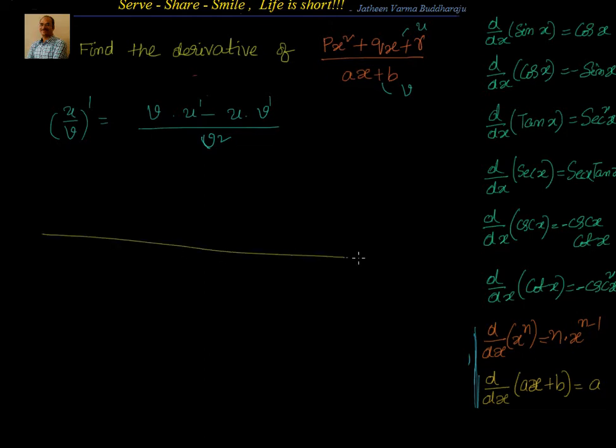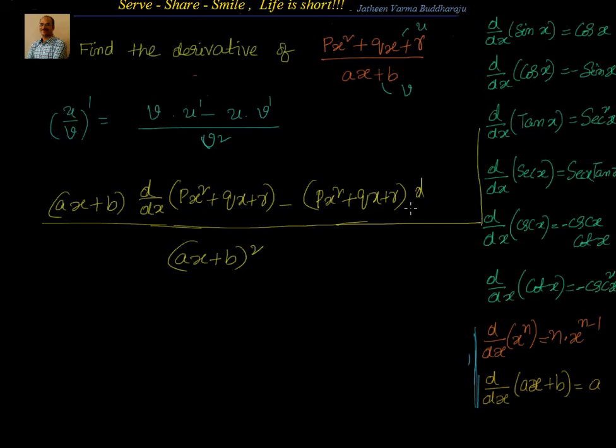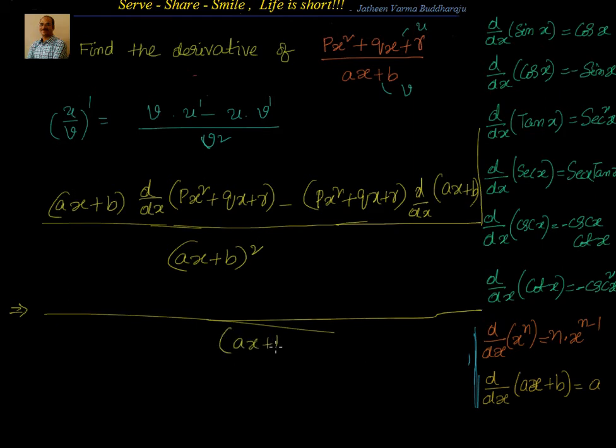So I'll write down, that's equal to, let me get a straight line there. V square is (ax plus b) whole square. V is ax plus b, and u dash, that is the derivative of px square plus qx plus r, minus u, that is px square plus qx plus r, multiplied with the derivative, d by dx of ax plus b. We'll simplify that. We'll take the denominator as it is, (ax plus b) whole square, and the numerator is ax plus b multiplied with the derivative of px square plus qx plus r.